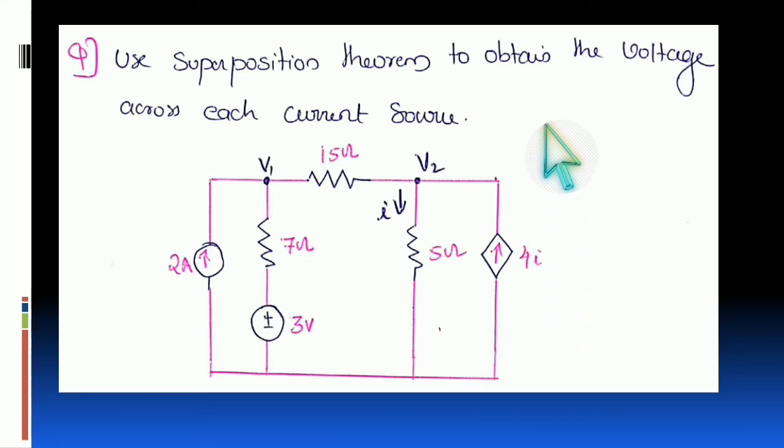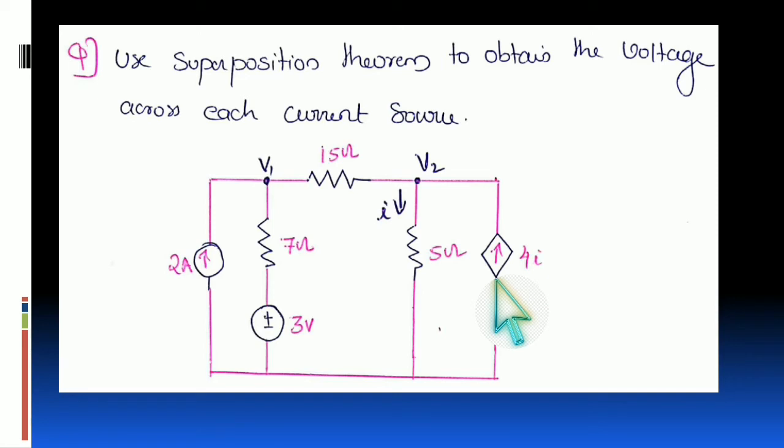Here we are asked to find out the voltage across each current source. Look at this current source. This 2 ampere source is connected between node V1 and the reference node. Correspondingly, the voltage across this 2 ampere source is V1 itself. Similarly, the dependent current source 4I is connected between node V2 and the reference node. Correspondingly, the voltage across this source can be expressed as V2 itself. Okay.